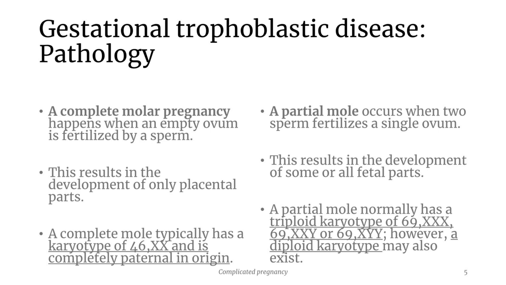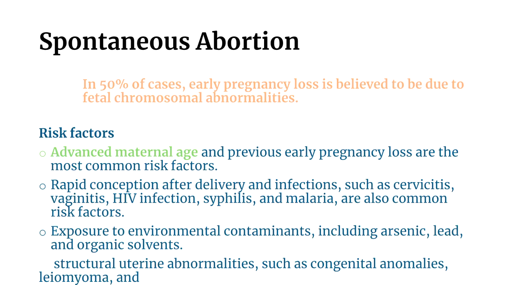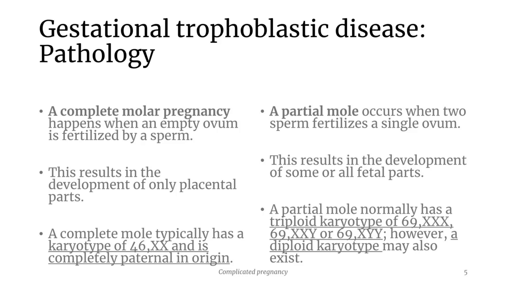Gestational trophoblastic disease pathology. I would like you to know the karyotype of a complete mole. If you have a karyotype 46XX, it's going to be of completely paternal origin, versus a partial molar pregnancy, which has a triploid karyotype, 69XXX or XXY or XYY, meaning that you have maternal and paternal origin at the same time. Remember that when you have a gestational trophoblastic disease, usually you have very high human chorionic gonadotropin. Those levels do not relate with the weeks of gestational age.